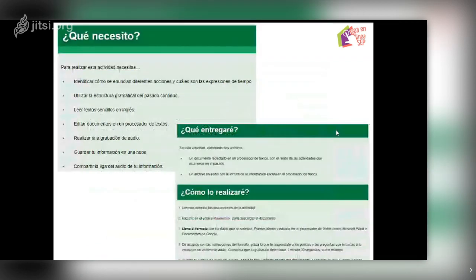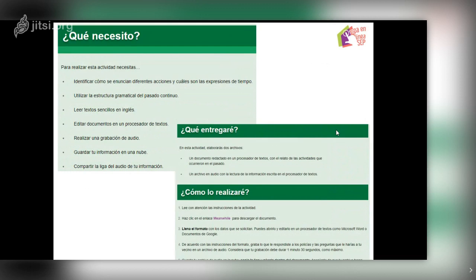What you are going to do is identify the actions, using the when and while connectors, okay? Remember that we already saw that topic. And what you're going to deliver is an activity in Word, 2 files, okay? The first one is a written form activity, and the second is also an audio.